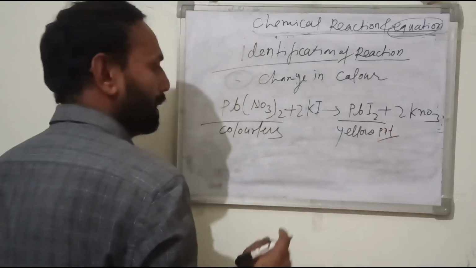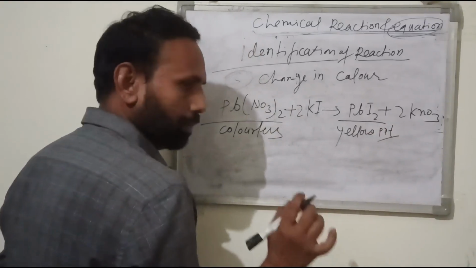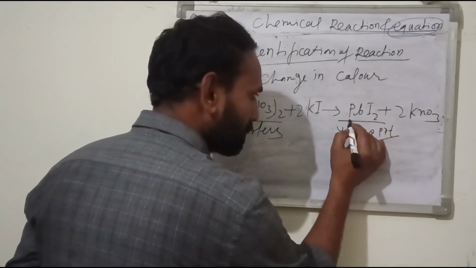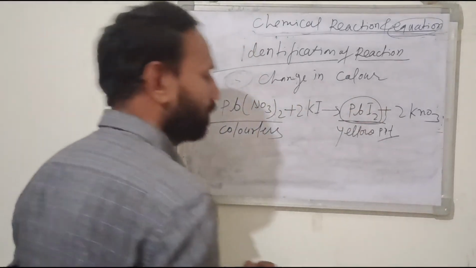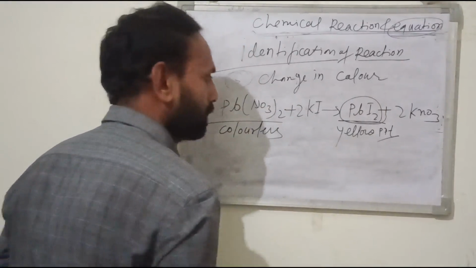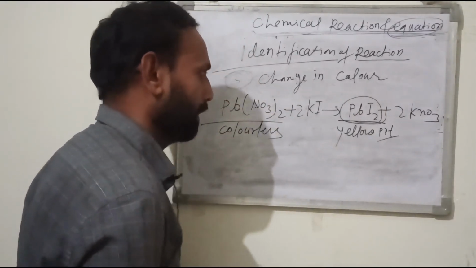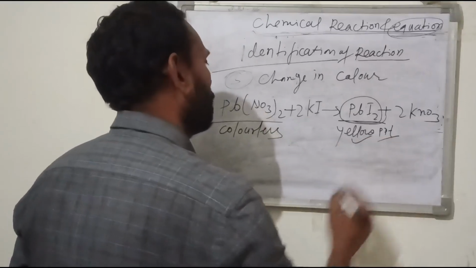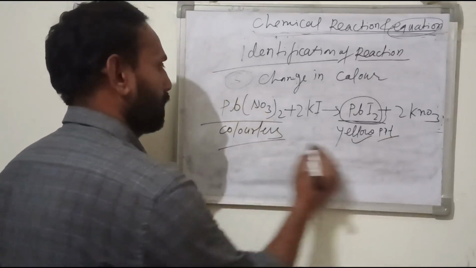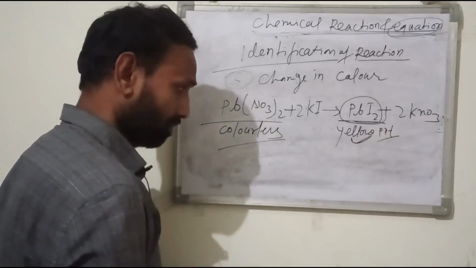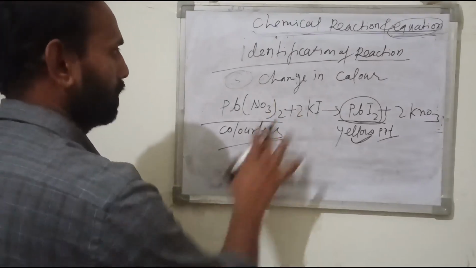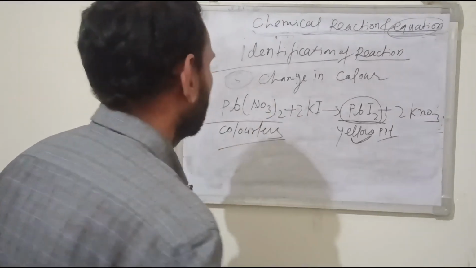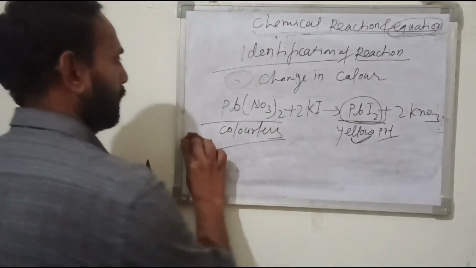PPT means precipitate. Precipitate means insoluble. This substance is insoluble in the water. Okay, so you can say this is the PPT, precipitate. And color is changed here to yellow. Here it is colorless, and here the change is to the yellow color. Okay, I think this is clear, students. Next one is what?